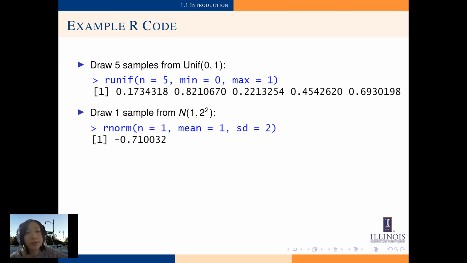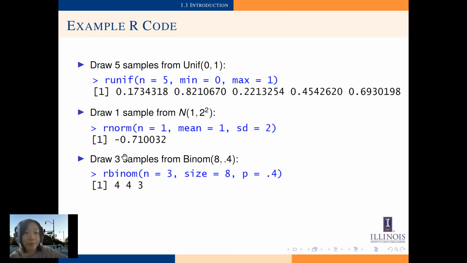If you want to draw one sample from the normal distribution with mean 1 and standard deviation of 2, then you can do rnorm and say n equals 1, saying that we want to draw one sample, and then mean equals 1 and sd equals 2, and then R gives you one sample from the normal distribution.